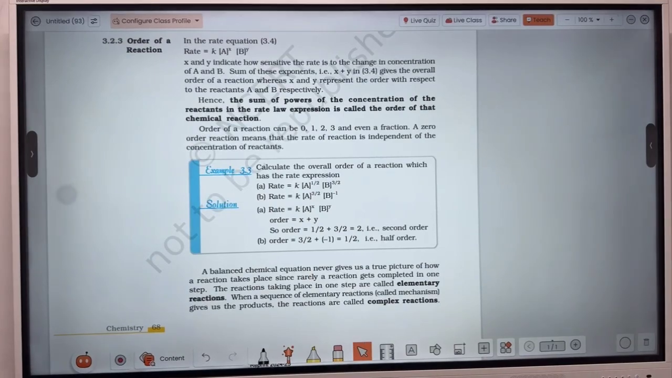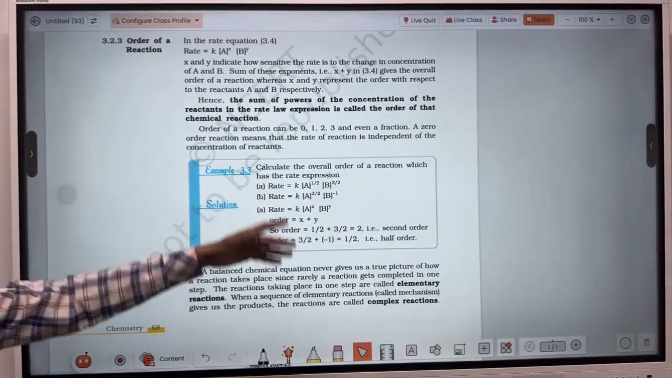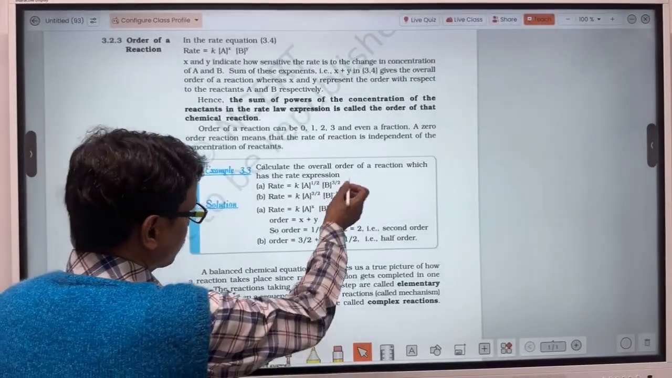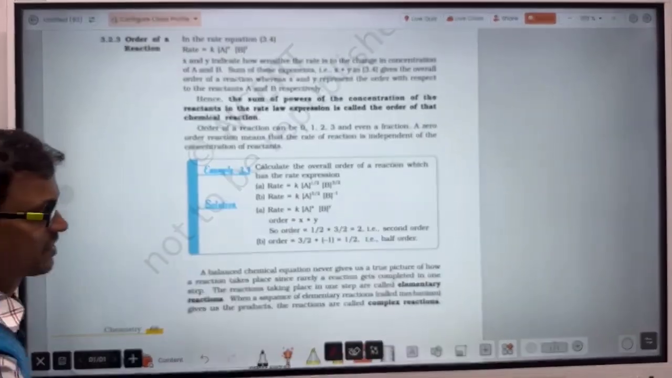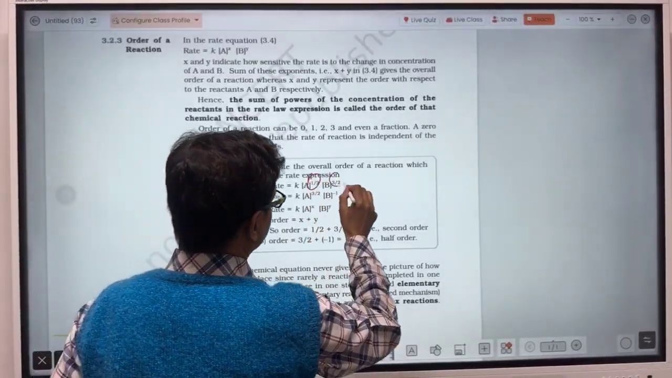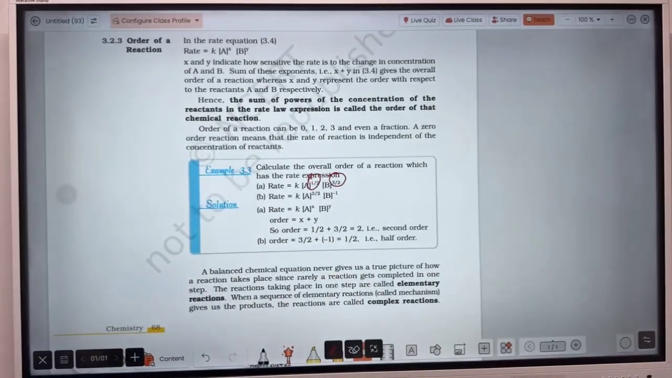Calculate the overall order of reaction. The order of reaction you will have to find out, and the rate law expression has been given. So this one is too easy, as we have discussed here. So 1/2 plus 3/2, that will be the order.